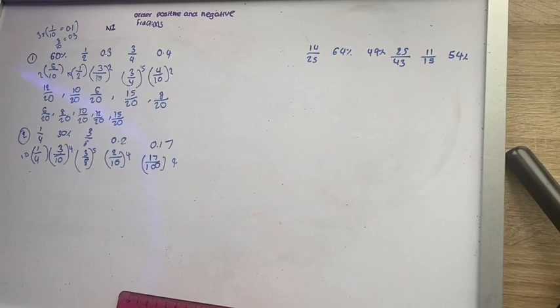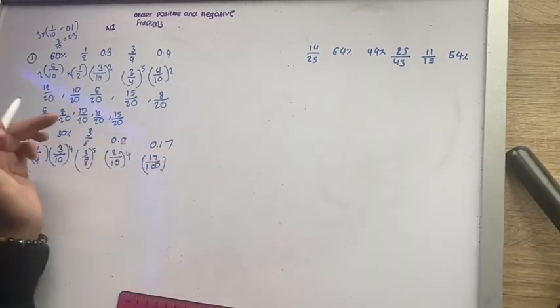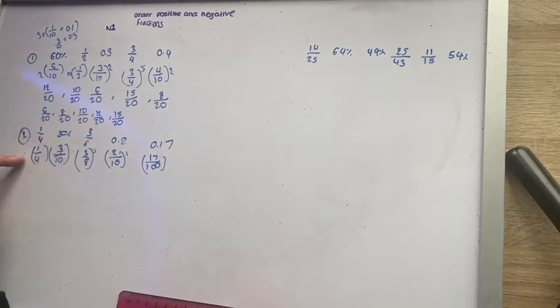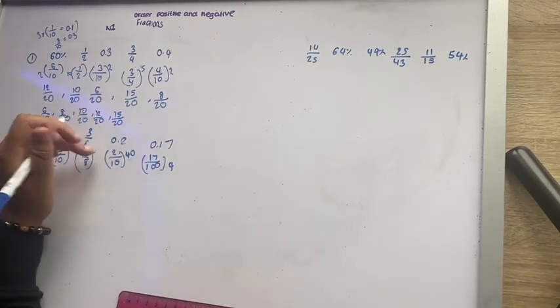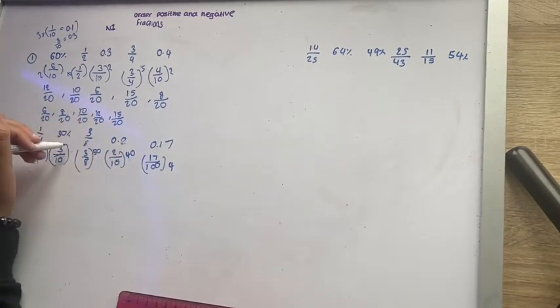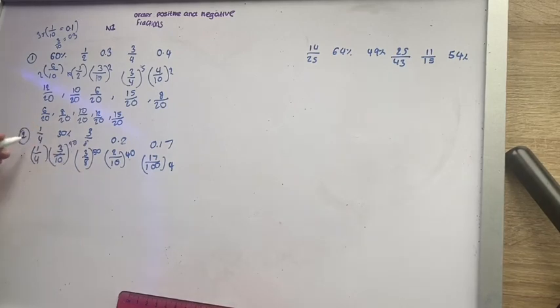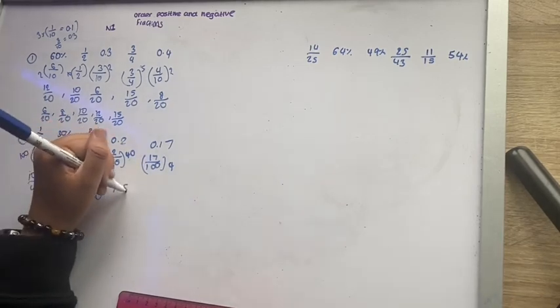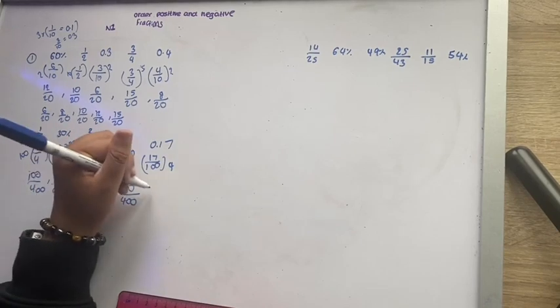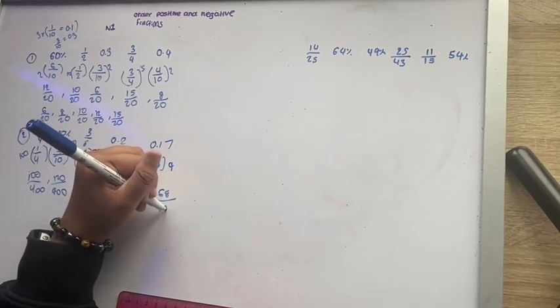Okay, so one thing that they now have in common is 400. So times that by 4, times that by 40, times that by 50, times that by 40, times that by 100. So 100 over 400, 120 over 400, 50 over 400, 80 over 400, and then 68 over 400.